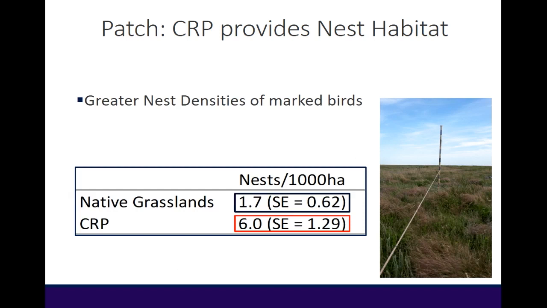Does this translate to nest densities? We think so. Based upon our marked birds, we looked at nest locations of our marked birds, and we found that nest densities were greater in CRP compared to native working grasslands.